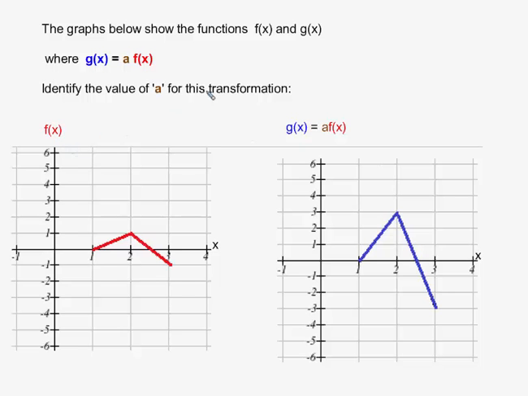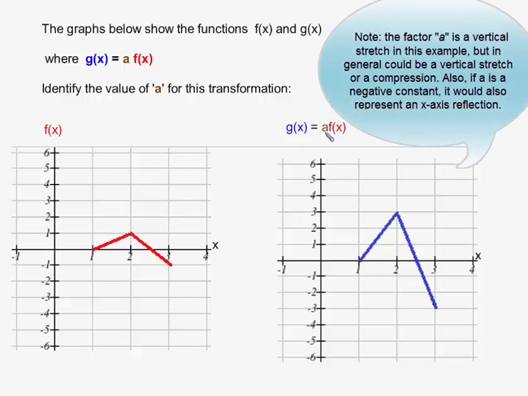Here's the graph of f, and here's a graph of g. And we're told that the equation for the function g of x could be found by taking the equation for f of x and multiplying by a constant, which graphically would be a vertical stretch. So since that's the only transformation being imposed, we need only compare a couple points and determine the value of a, meaning what is the factor that's being used to vertically stretch the red graph into the blue graph.